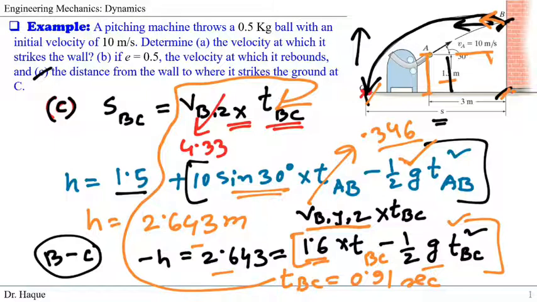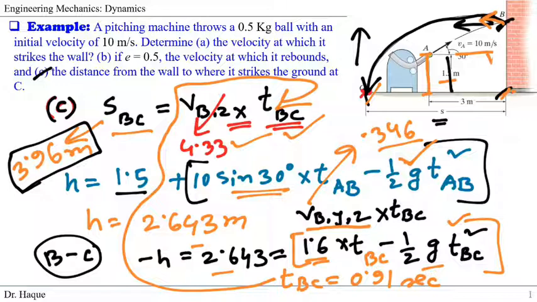Now can we find SBC? Oh yeah, because we have this one that we already know. We just found TBC, so we can find SBC. Sweet. So what would be SBC? If you calculate, you will get 3.96 meters. Check your answer, calculate yourself. So that's the answer to part C.